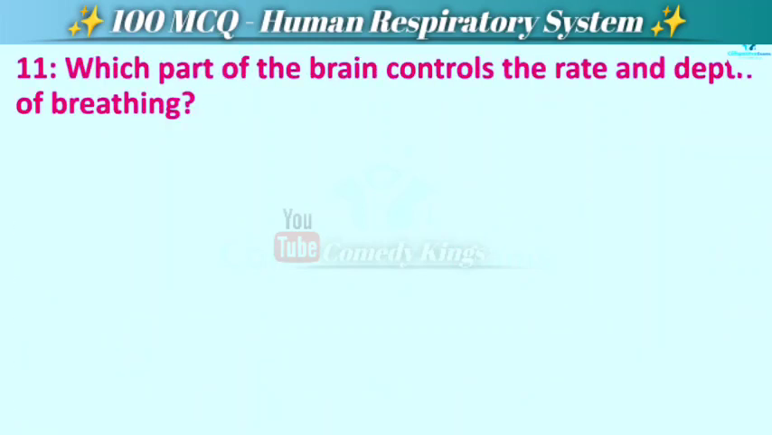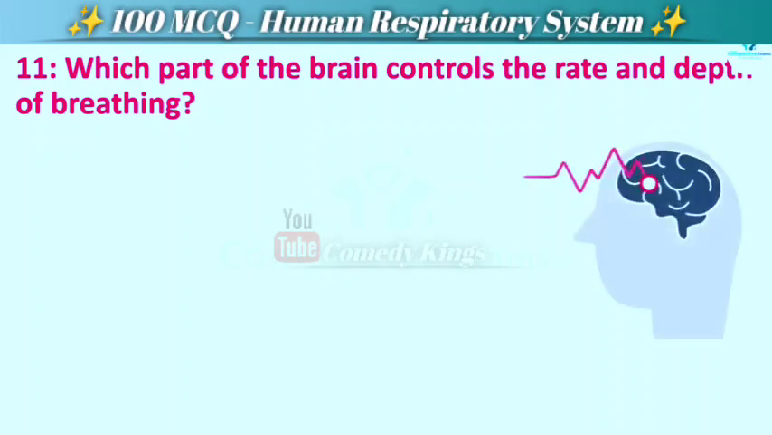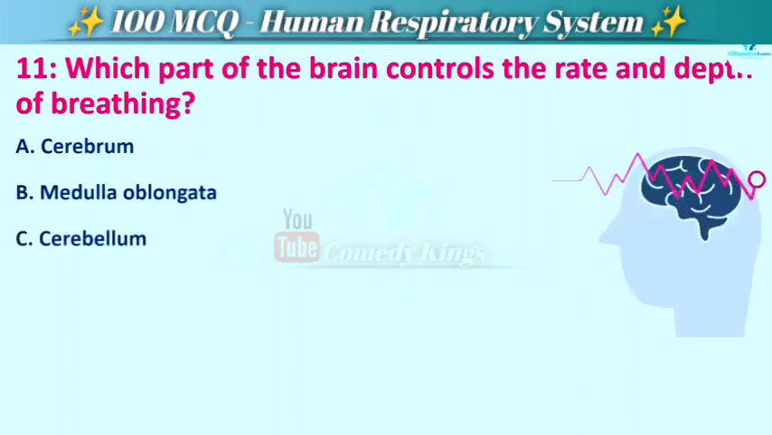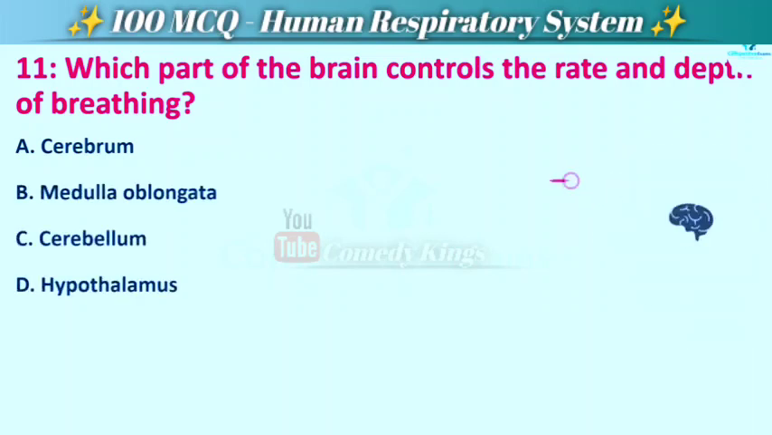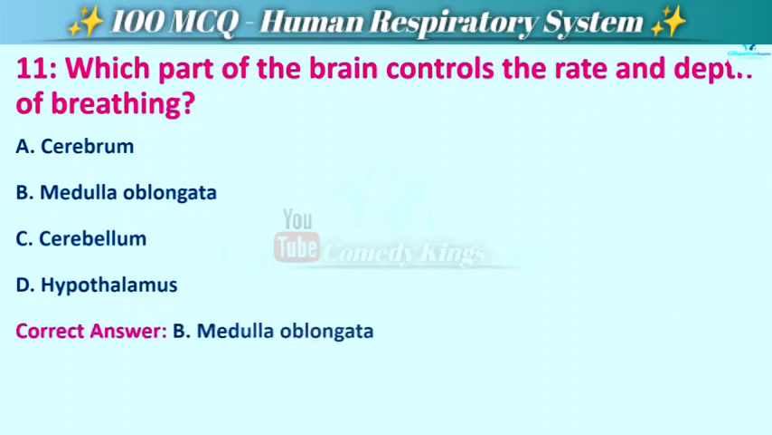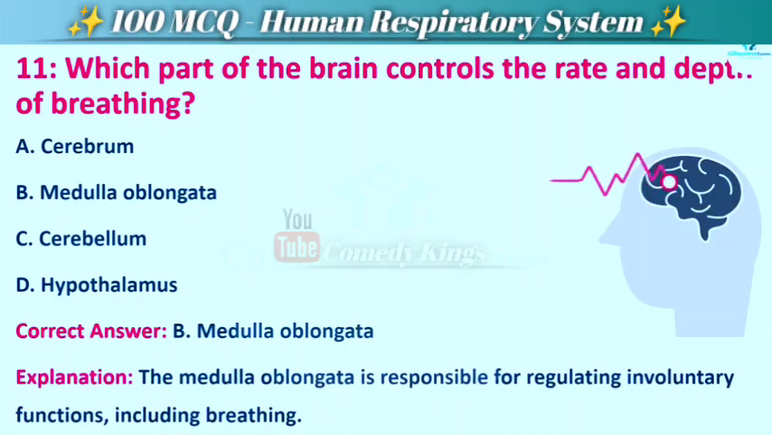Question number 11. Which part of the brain controls the rate and depth of breathing? Your options are cerebrum, medulla oblongata, cerebellum, or hypothalamus. The correct answer is B, that is medulla oblongata. The medulla oblongata is responsible for regulating involuntary functions, including breathing.